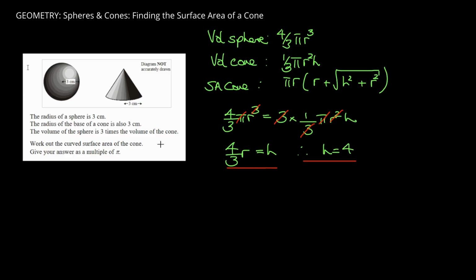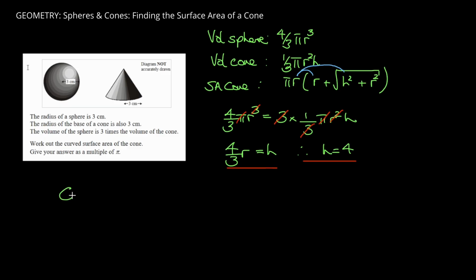Now there's a trap here. The question wants the curved surface area of the cone, but this surface area of the cone contains the base as well. And the base is made up of this first term, pi r squared. So really all we want to work out the curved surface area is pi r multiplied by the square root sign here. So let's modify the formula first.